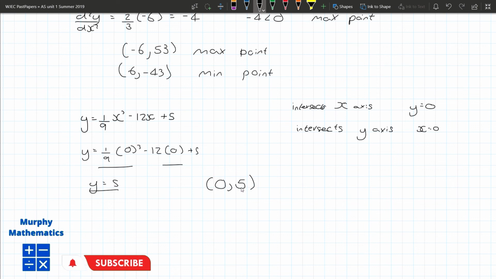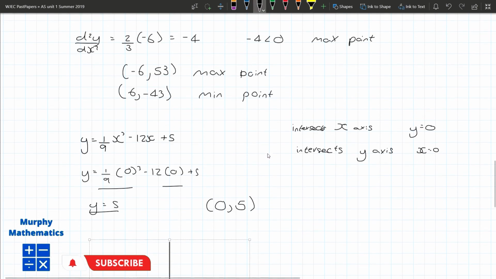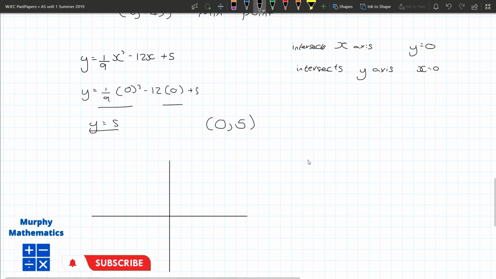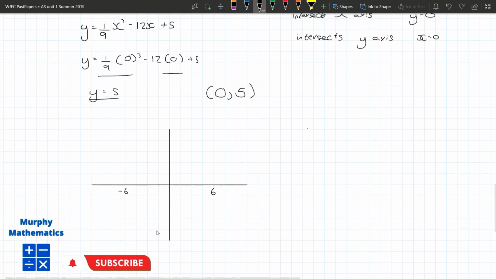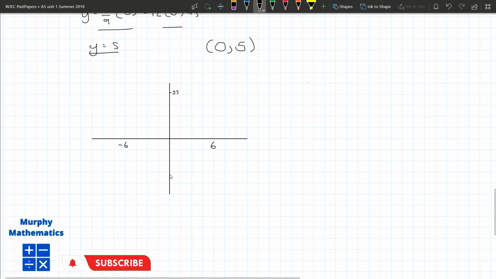Okay, right. So I've got 3 points I want to plot. So minus 6, 53, and I'll say minus 6 here, so 6 is about here. I'm going to look at 53, so let's say 53 is about here. Let's look at minus 43, and that's about here, somewhere here.